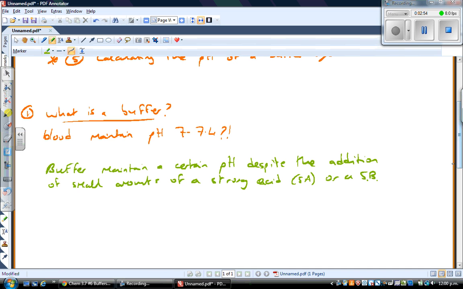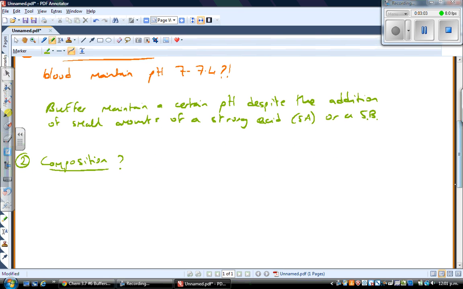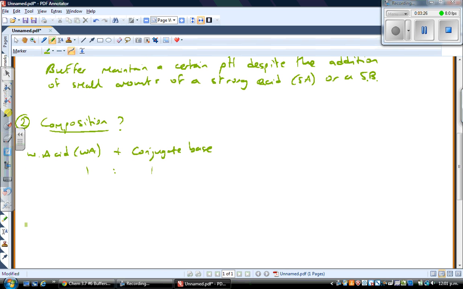Composition of an effective buffer. So how do you make a buffer? Composition of a buffer. Basically, you can have a weak acid, abbreviated WA, plus its conjugate base. The key point here is that you want to have as close to equal amounts as possible, so you want a 1:1 mole relationship between your weak acid and your conjugate base. You could also have a weak base, WB, and its conjugate acid. Again, you want to have as close to equal amounts as possible.